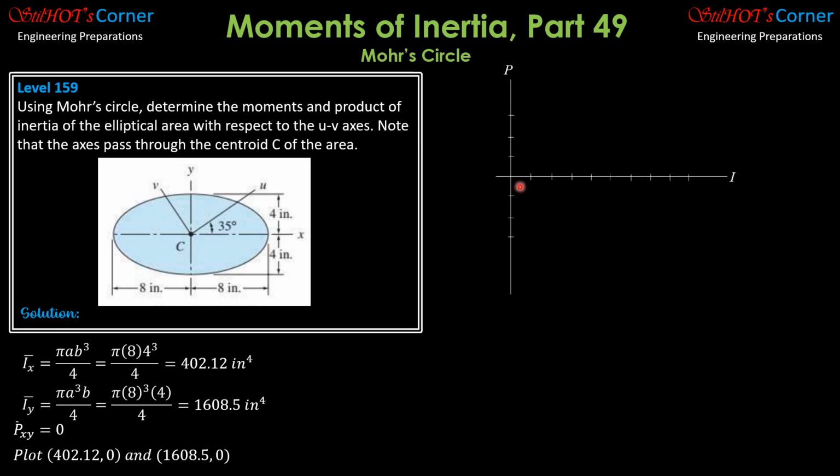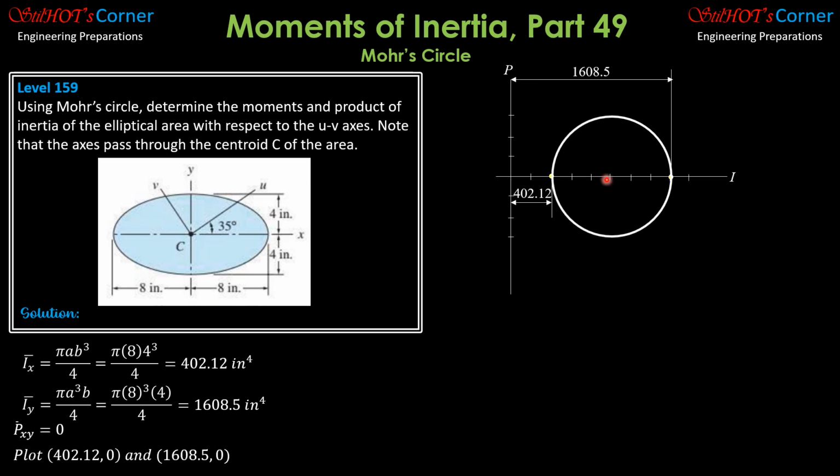We imagine that the grid is 200 inches to the fourth. So 402.12 should be somewhere here, and 1608.5 will be there. This is 402.12, while the distance from the product of inertia axis is 1608.5. Then we draw the circle.